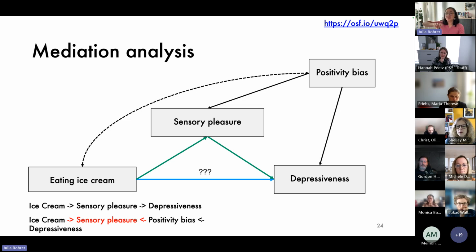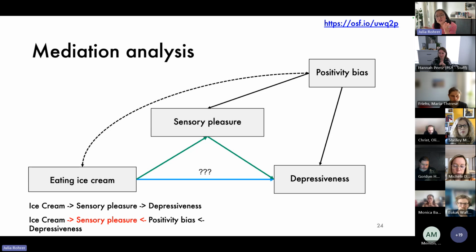So what we have created now is a non-causal association between eating ice cream and positivity bias once we have conditioned on sensory pleasure. Now this might be confusing because you may think, oh, wait a second, but we randomized eating ice cream, right? So it cannot be confounded. But it's only unconfounded as long as we don't condition on any other variables. And if you condition on sensory pleasure, which is a so-called post-treatment variable, we destroy that randomization property.